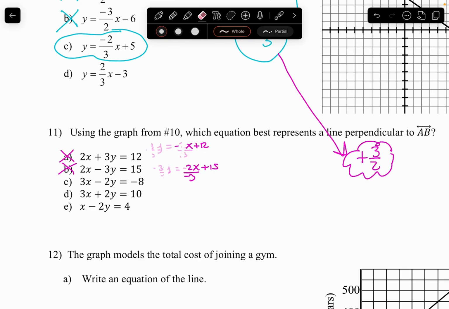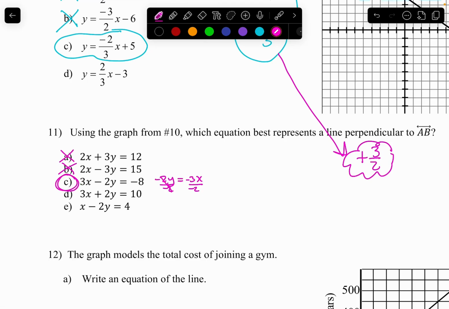Let me erase these. This will be a negative 2y equals a negative 3x. So when you divide by negative 2, you get a positive 3/2. So it's going to be answer choice C.